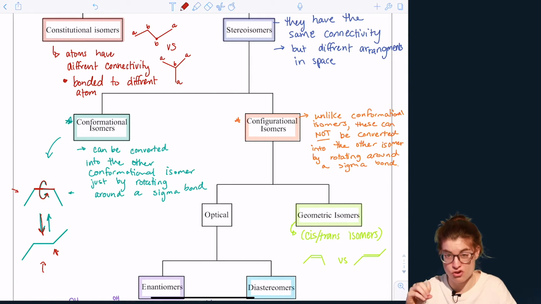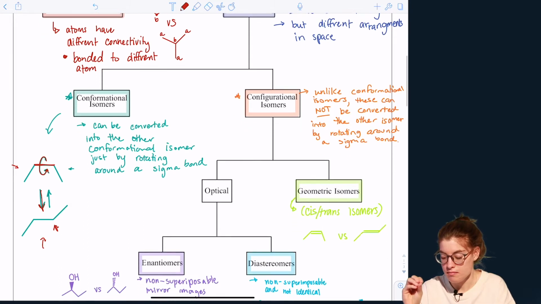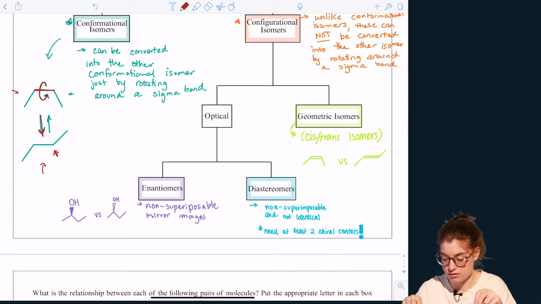Configurational isomers, on the other hand, they're stuck. Okay, there is no rotation for one reason or another, and so the spatial arrangement is stuck. So let me show you the two types. Okay, there's geometric isomers and then there's optical isomers. Both of these types are configurational isomers.